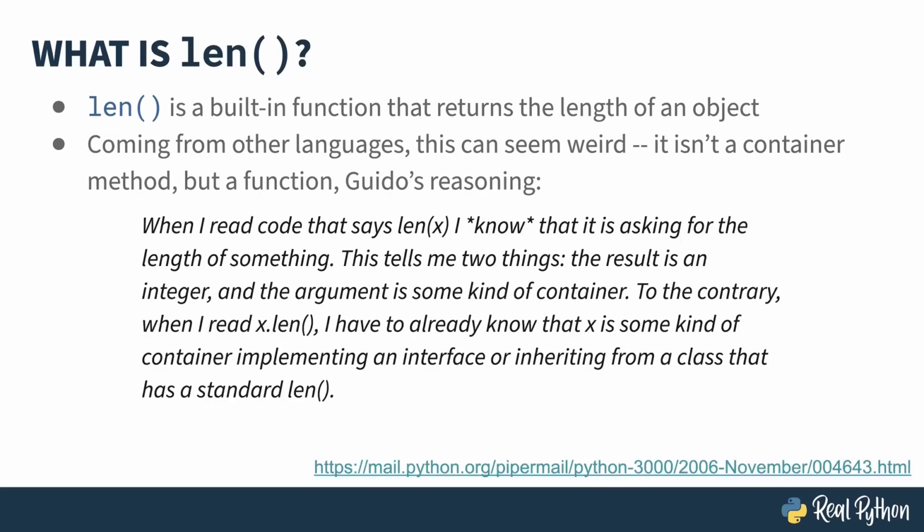Here's a quote from Python's original developer, Guido, on why he decided to do it this way. "When I read code that says len x, I know that it is asking for the length of something. This tells me two things. The result is an integer, and the argument is some kind of container. To the contrary, when I read x.len, I have to already know that x is some kind of container, implementing an interface or inheriting from a class that has a standard len."